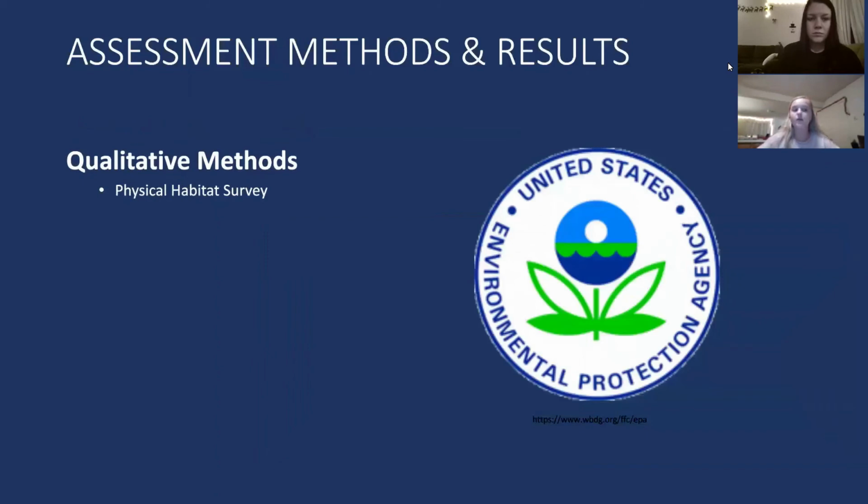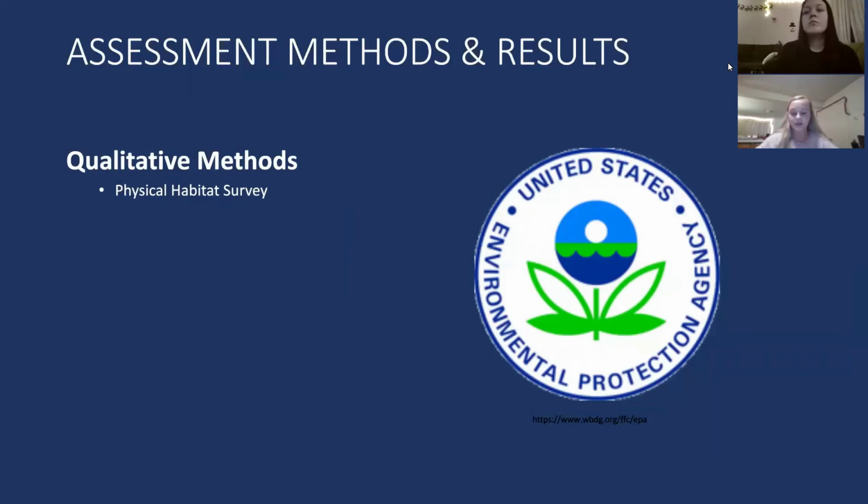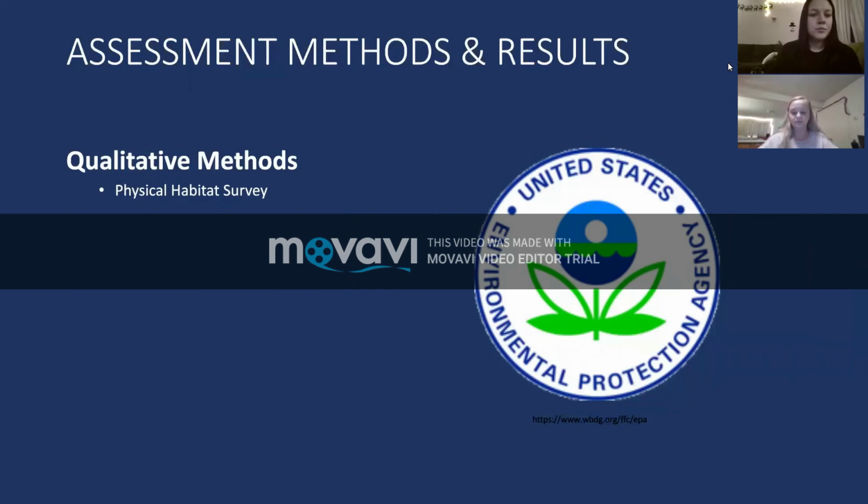When looking at the qualitative methods, we had a physical habitat survey, and for this we used EPA guidelines to do a rapid habitat assessment. Habitat and biological diversity is closely related to the health of the rivers and streams, so we used physical characterizations for this section that tested things like general land use, descriptions of the stream, description of the riparian vegetation, and much more.